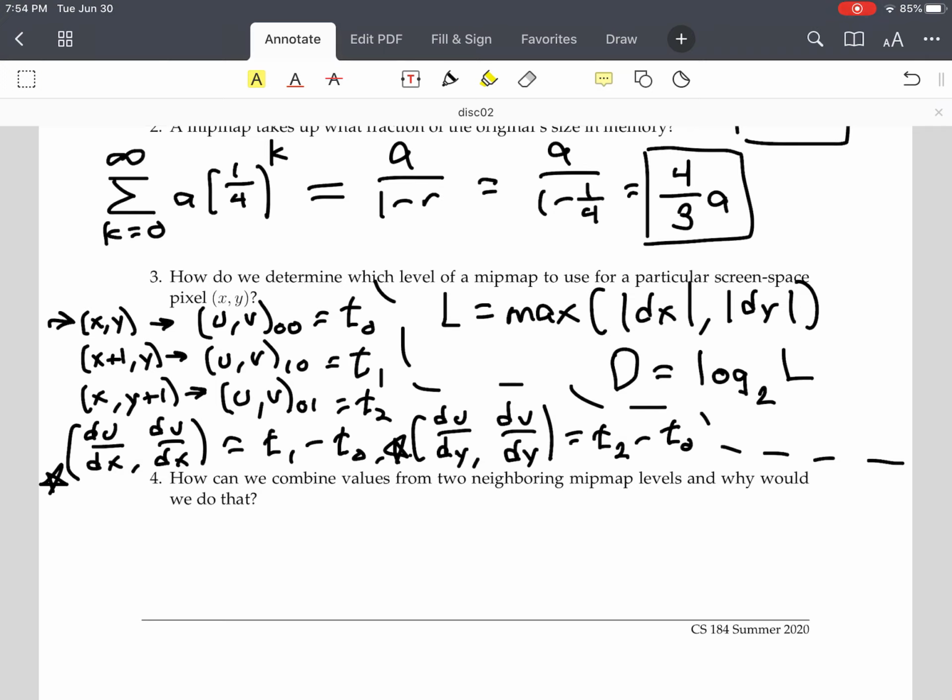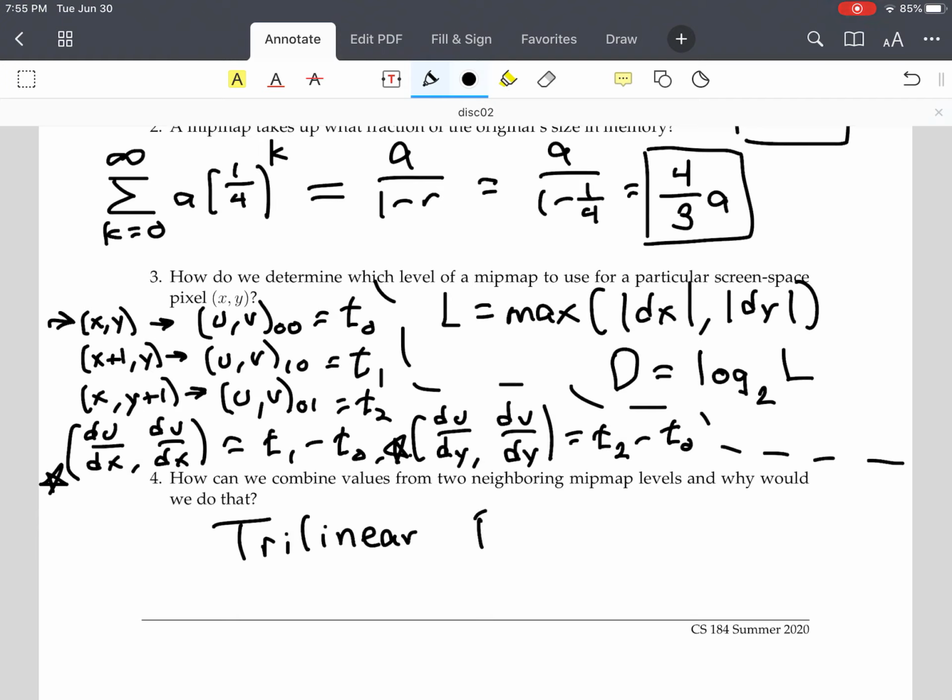And so we can do a similar thing between mipmap levels. When we calculate this D value, we can see how far it is from each of the two mipmap levels, and then use that to do a weighted average of the different colors that the mipmaps will give you. And what this is called is trilinear filtering.